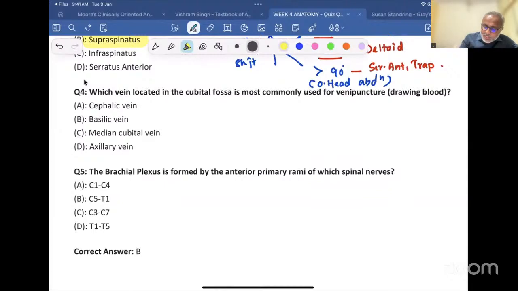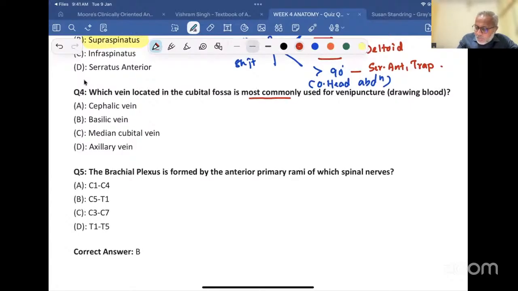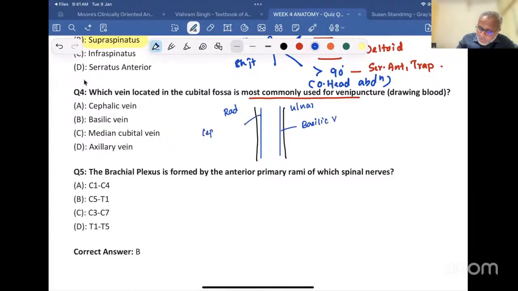Now, the next question is, which vein is located in the cubital fossa and is most commonly used for venipuncture? So if we just draw the outline of the cubital fossa, we have two veins running. Let's imagine this is the radial side, this is the ulnar side. So here we have the cephalic vein, here we have the basilic vein. Now connecting the two across the cubital fossa, what vein will this be? This is our median cubital vein.